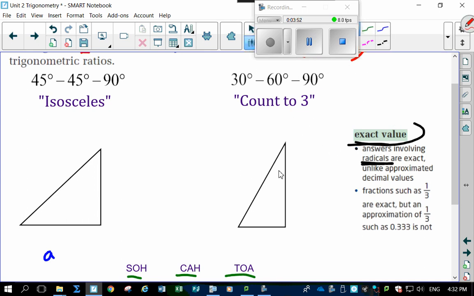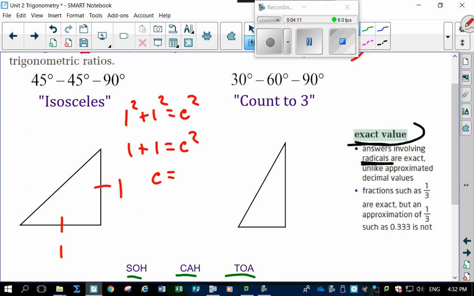Okay, first things first. Here's our 45, 45 degree triangle. That and that are the same. So guess what? Treat those as 1s. That's 1, that's 1. a squared plus b squared equals c squared. 1 squared plus 1 squared equals c squared. That's 1 plus 1 equals c squared.